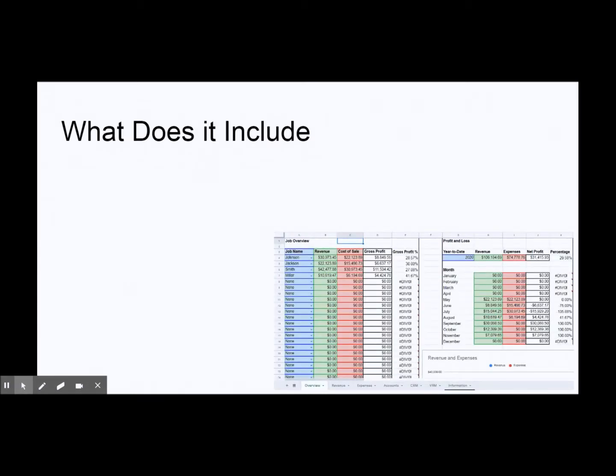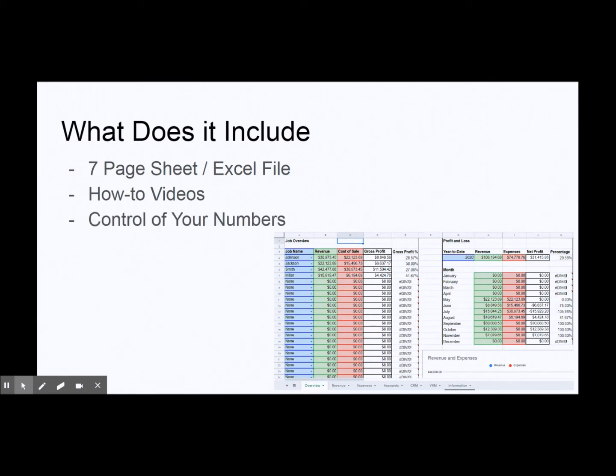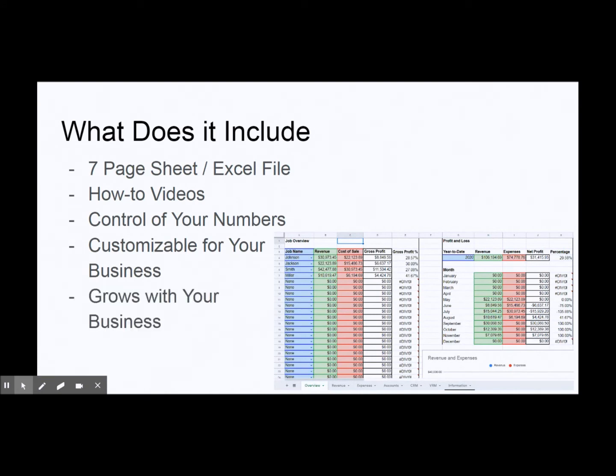This is a small little screenshot of the very first overview page of the spreadsheet, but this spreadsheet includes a 7-page sheet or Excel file, so you will get a Google spreadsheet link as well as the Excel file for whichever one you prefer. It's got this how-to video series with it. It's going to include the control of your numbers within your business, and it's totally customizable for your business. So as your business grows, this will grow with your business.